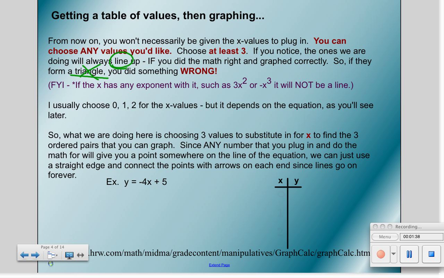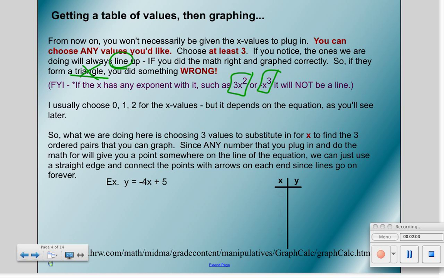And just so you know, this chapter we're not going to do any. I think they might talk about it in the book, but we're not going to. If you were ever given an equation that had an x squared or an x to the third or any other exponent, it's not going to be a line. Okay, so not every equation is going to give you a line, just the ones that we're going to do for this chapter. None of the equations that we're going to graph will have any exponents in it.